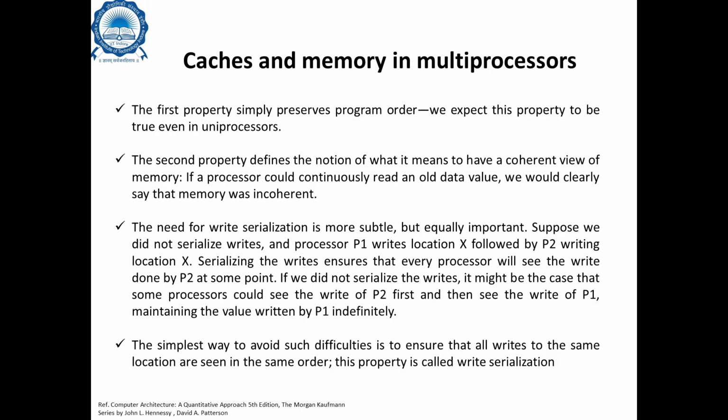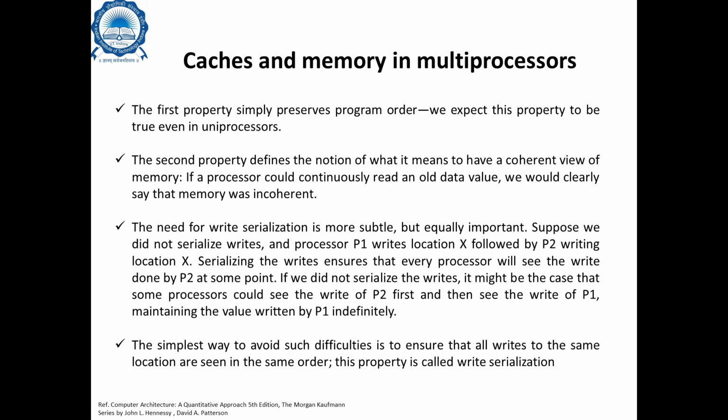So the first property simply preserves program order. We expect this to be true even for uniprocessors. The second property defines the notion of what it means to have a coherent view of memory. That is, if a processor could continuously read an old data value, we would clearly say that the memory was incoherent. And the need for write serialization is more subtle but very important.